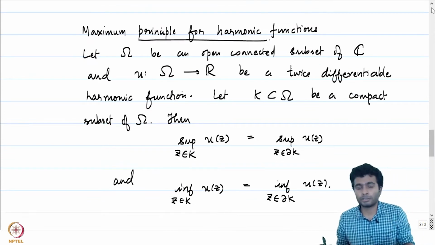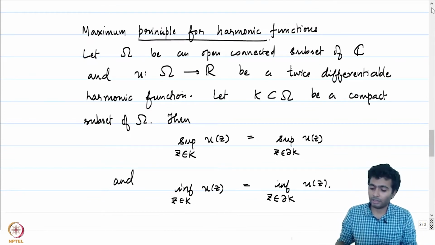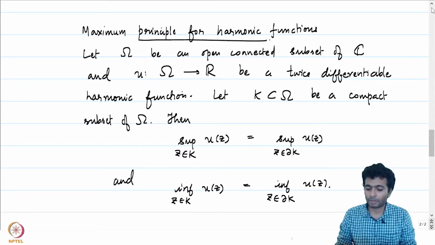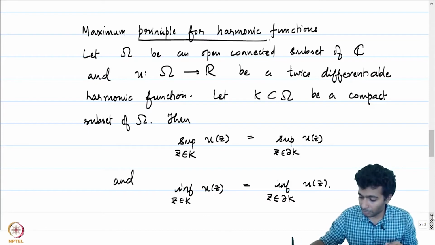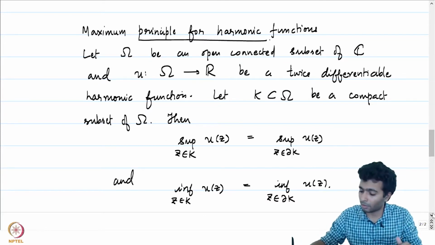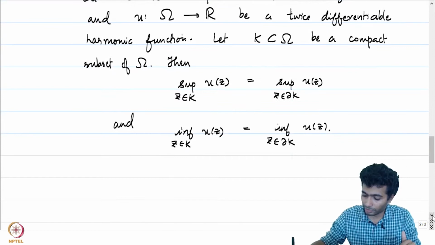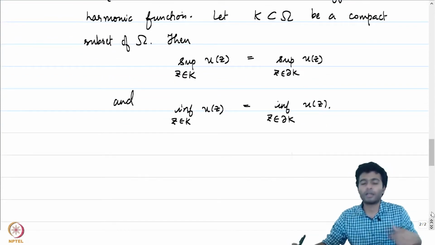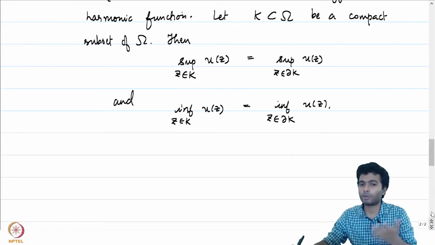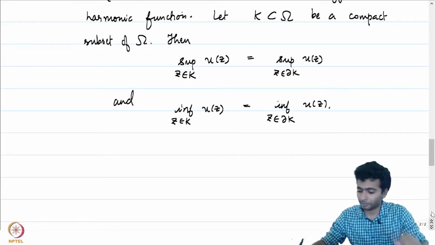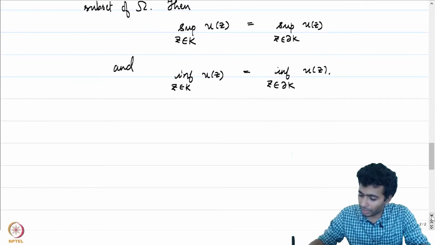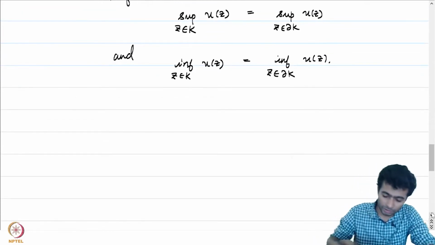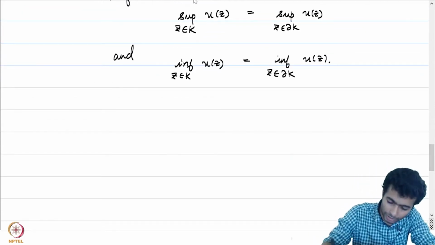So the maximum principle tells us that given a real valued harmonic function and a compact subset K of omega, the maximum, the supremum and the infimum of the harmonic function over the compact set is always attained on the boundary. There are points on the boundary where it will be attained. Let's have a look at the proof of this statement.